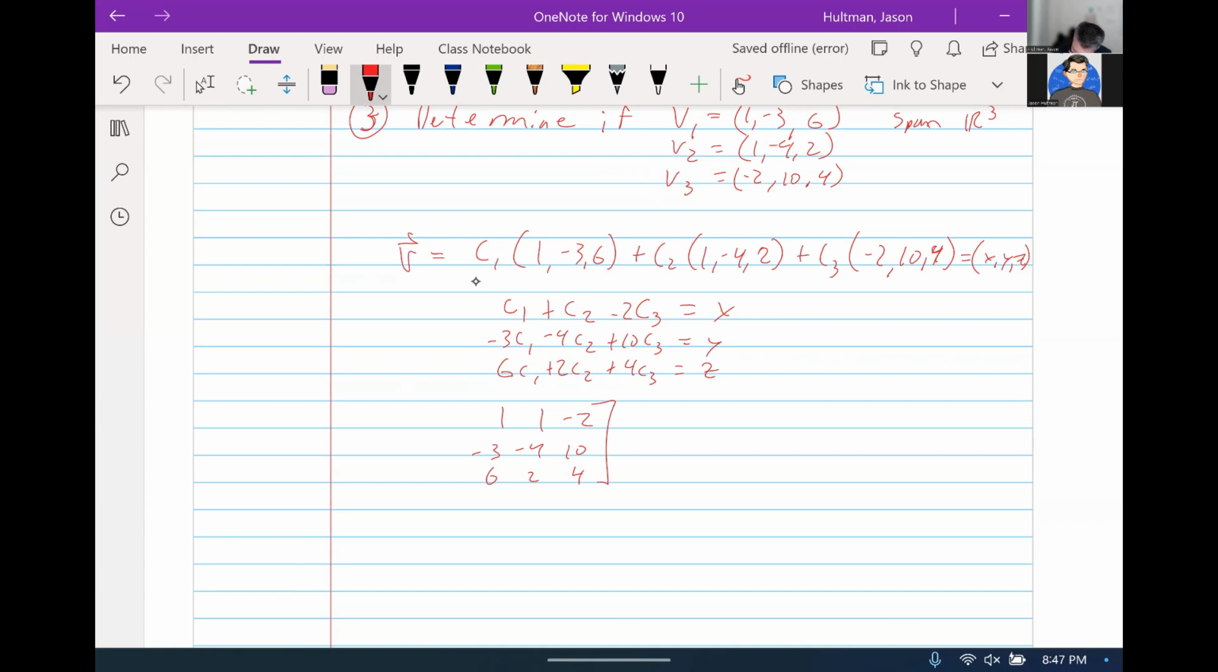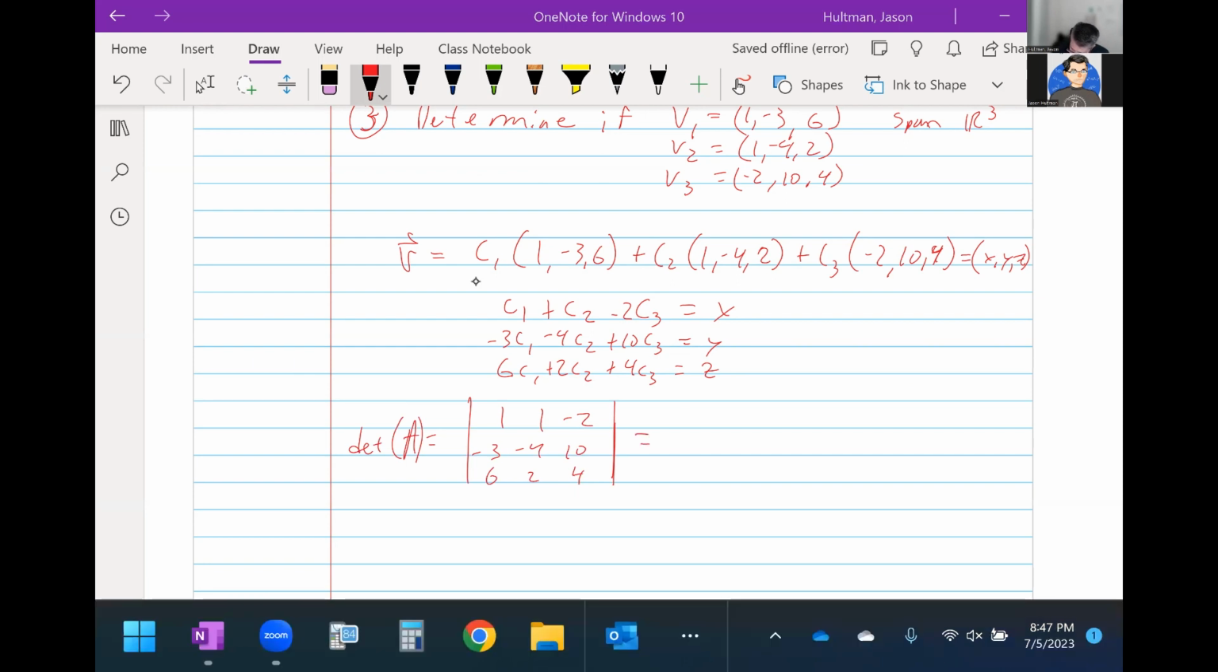What I can do is first test the determinant. Does this have a determinant? If the determinant is equal to 0, then it's not invertible, and so it doesn't span. So let's find the determinant of this. We'll call this A, and we want to find the determinant of A, so we use those bars. The determinant of A is going to equal what? Well, we could use our calculator to figure that out real quick. So let's just do that.